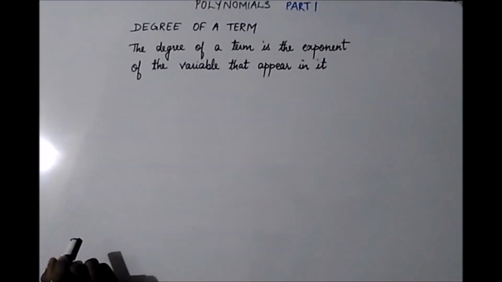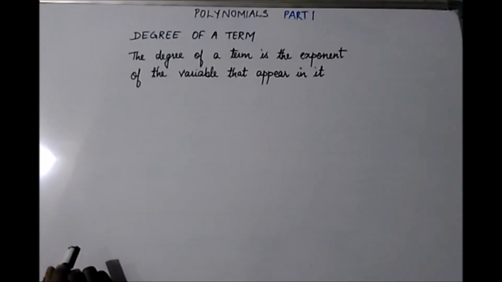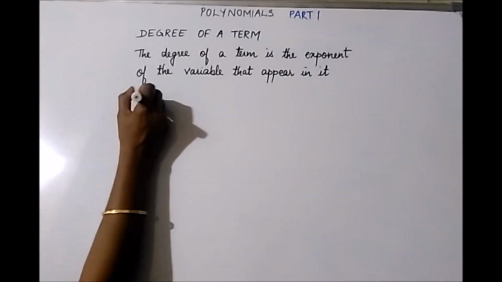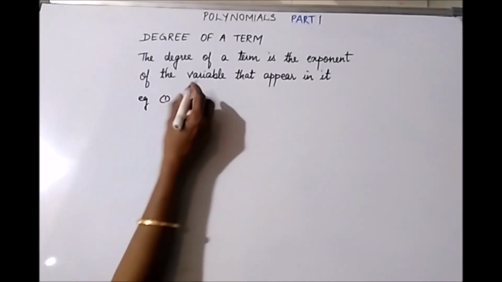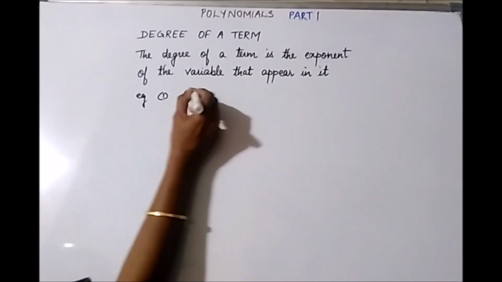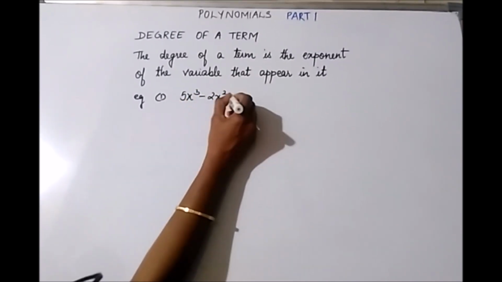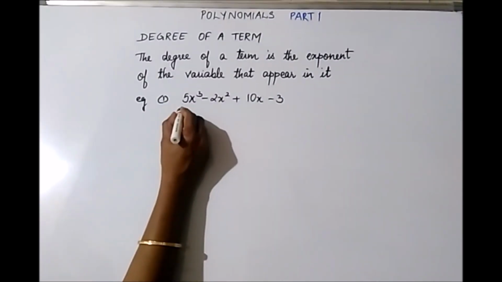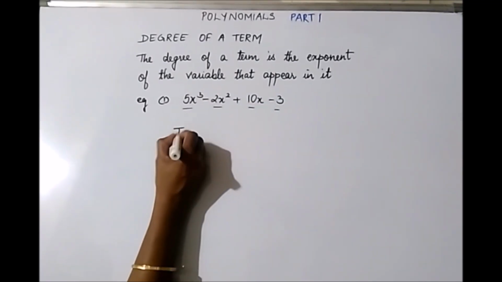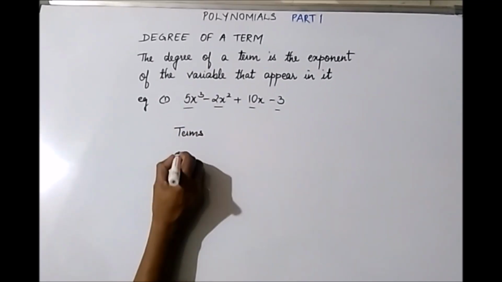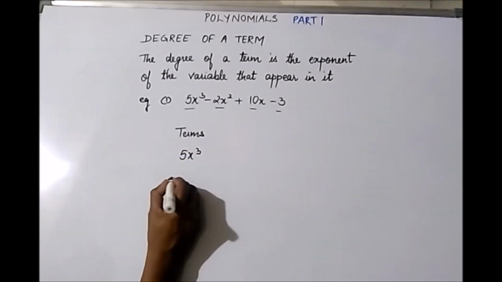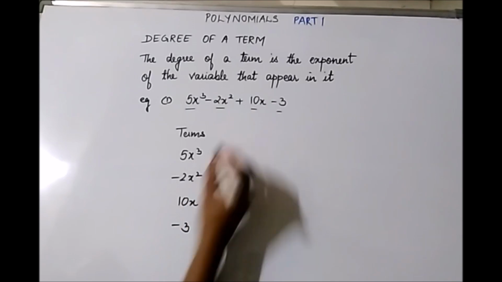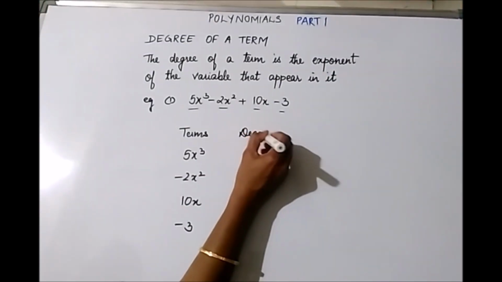What is degree of a term? The degree of a term is the exponent of the variable that appear in it. If we have an algebraic expression 5x cube minus 2x square plus 10x minus 3. Here we have got 4 terms. The terms are 5x cube, minus 2x square, 10x and minus 3. Let us see what is the degree of each term.